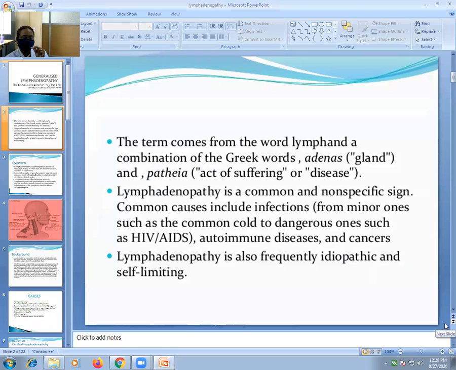So lymphadenopathy is a common and non-specific sign. Common causes include infections, from minor ones like common cold, abscess, cellulitis, etc., to serious ones like HIV, autoimmune diseases, cancers. So the causes for enlarged lymph nodes, that is lymphadenopathy, range from mild to serious. Mild, like common bacterial infections, abscess, cellulitis, to serious ones like HIV, autoimmune diseases and cancer.